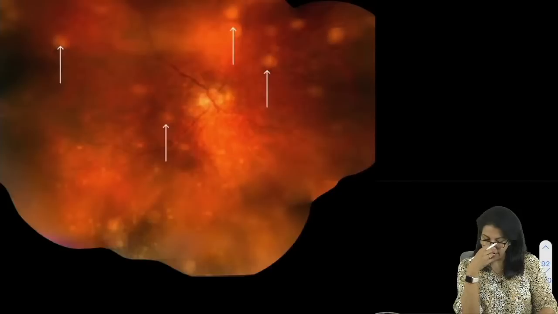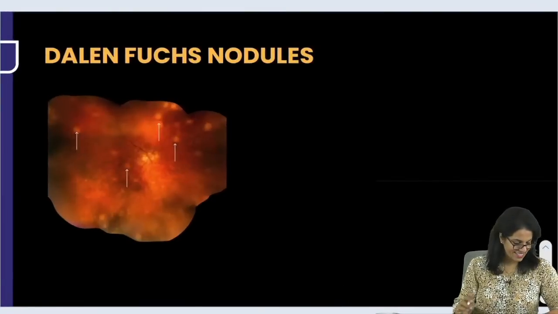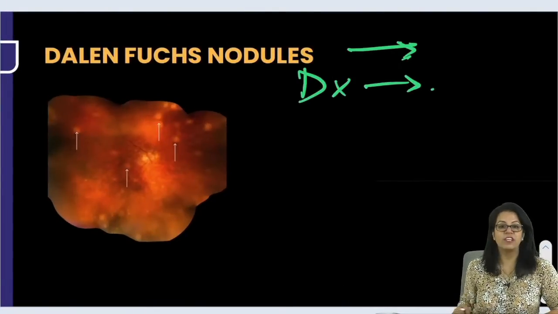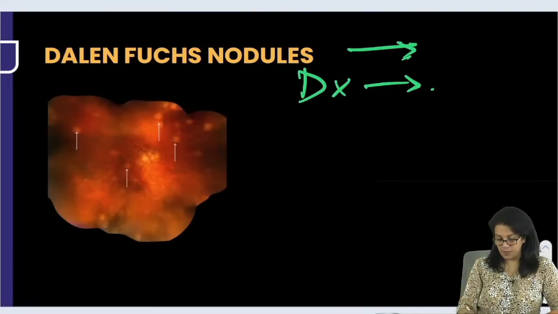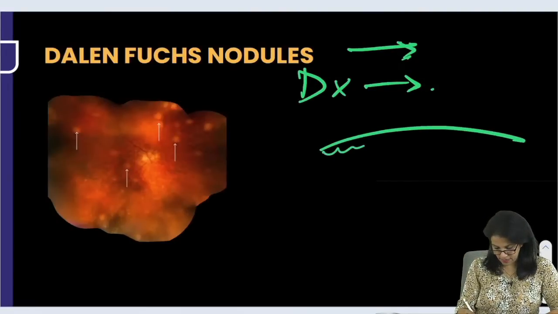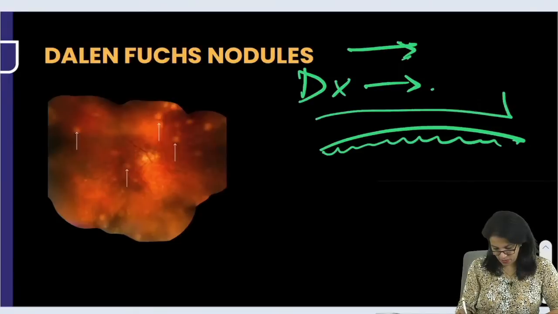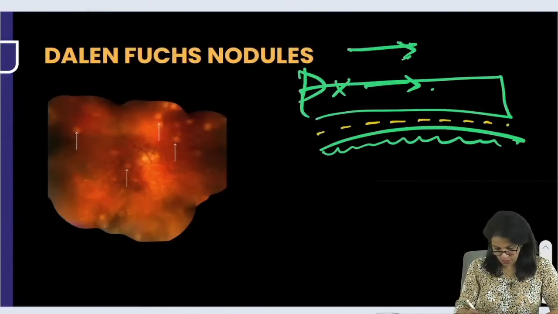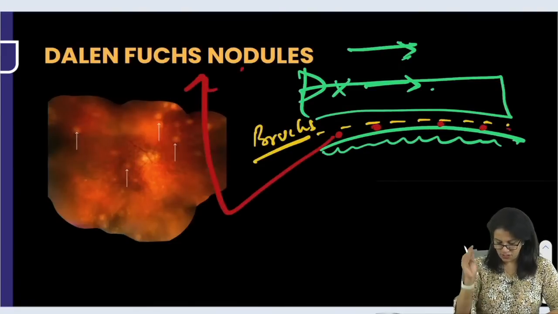Now tell me this. It's already labeled for you all. You are looking at Dalen-Fuchs nodules. What is the diagnosis? What should I write here? Where do you see these granulomatous nodules? This is the retina, this is your choroid, and what is the membrane between the two known as? The innermost layer of choroid is Bruch's membrane. So, these nodules are actually between the Bruch's membrane and the retina. These are what are called Dalen-Fuchs nodules.